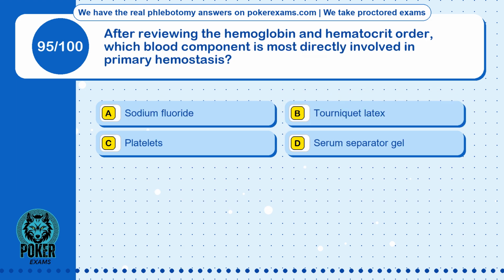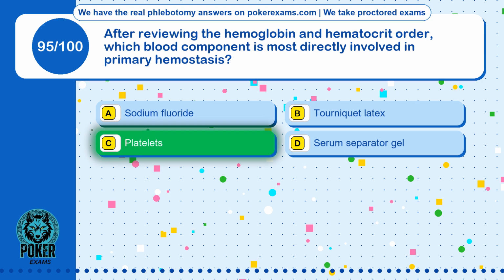Question 95. After reviewing the hemoglobin and hematocrit order, which blood component is most directly involved in primary hemostasis? Option A, sodium fluoride. Option B, tourniquet latex. Option C, platelets. Option D, serum separator gel.